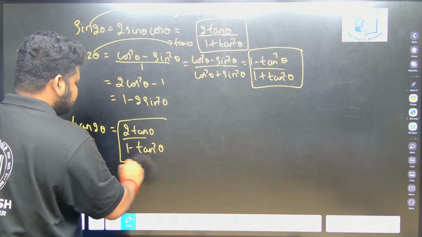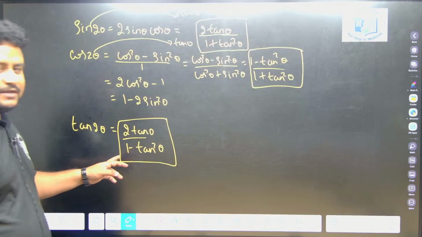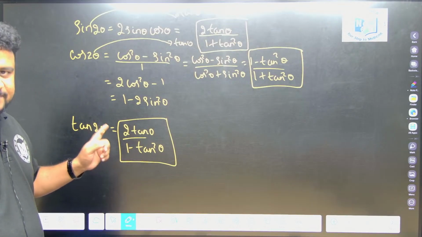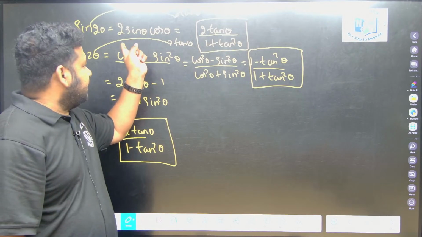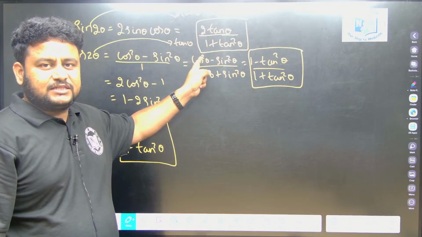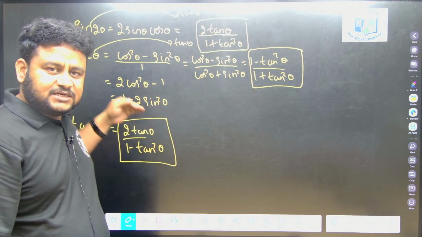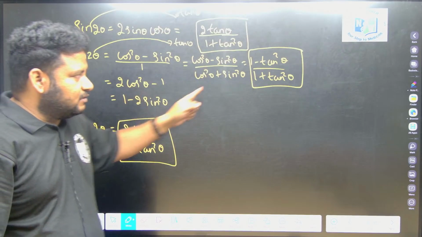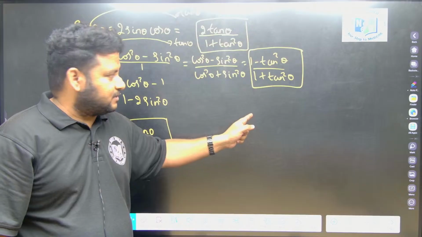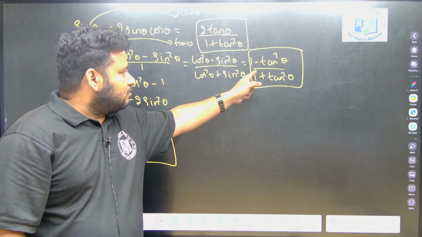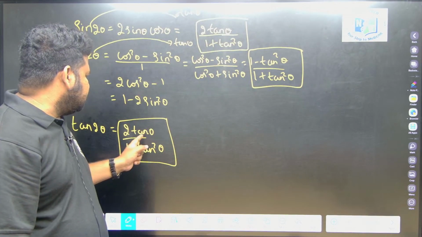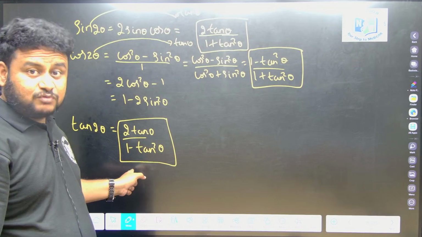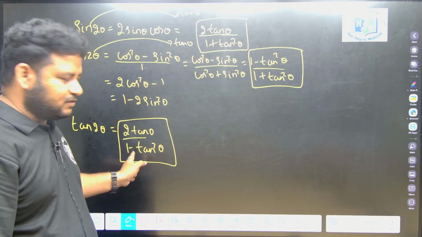But what about tan 2 theta? It can be written as 2 tan theta by 1 minus tan square theta. Here it is very important to keep in mind that sin 2 theta can be written as 2 tan theta by 1 plus tan square theta. But cos 2 theta in terms of tan theta can be written as 1 minus tan square by 1 plus tan square. So this will become 1 minus tan square, this will become 2 tan theta by 1 minus tan square, here it is 1 minus tan square theta.